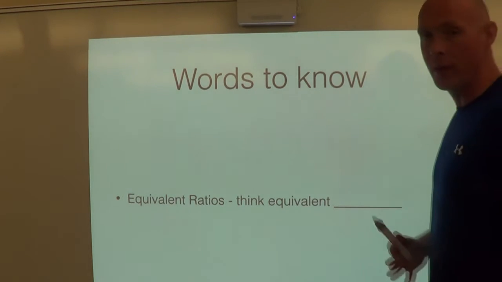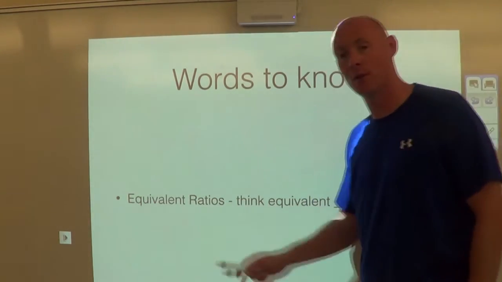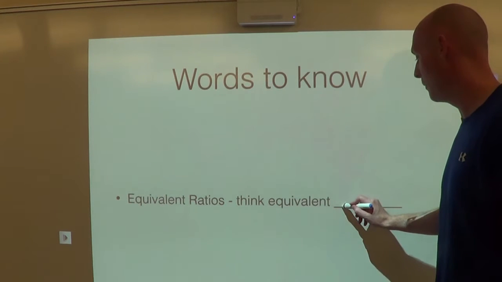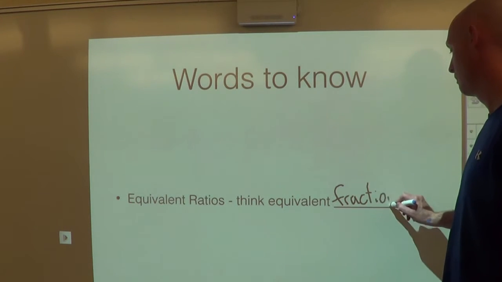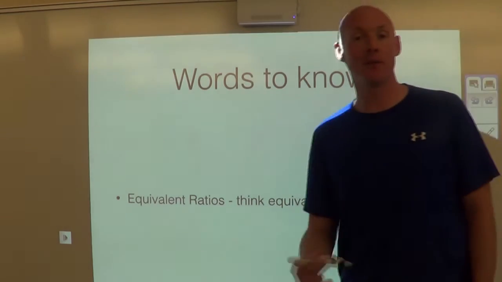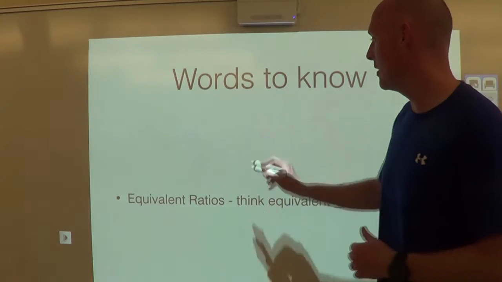Words to know. Really the biggest piece of advice for ratio tables is that when you think equivalent ratios, think equivalent fractions. Now, equivalent fractions are something you've probably been dealing with for years. And what I mean by that is, say you have 1/2.